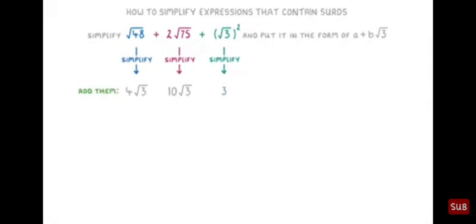Then we can add these three terms together. So 4 root 3 plus 10 root 3 plus 3. And that will give us 14 root 3 plus 3. But remember, because we want it in the form of a plus b root 3, we're going to have to switch this around and rewrite it as 3 plus 14 root 3, which will be our final answer.